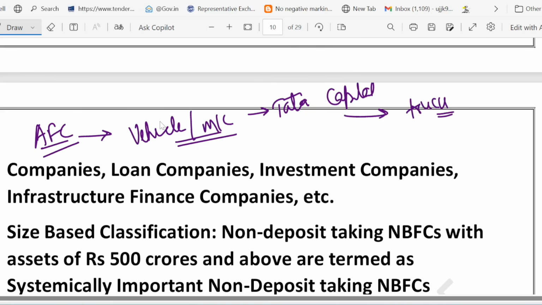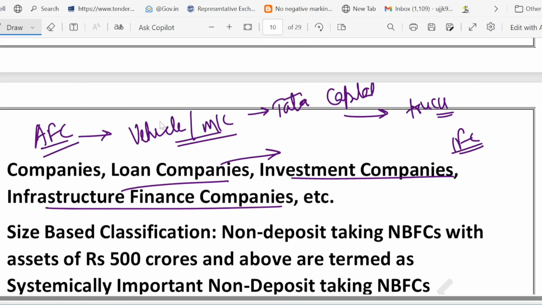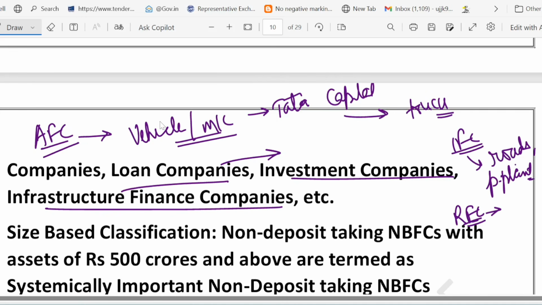And then we have loan companies. Loan companies offer personal and business loans, like Bajaj Finance, which offers consumer EMI. Then we have the infrastructure finance company, that's called IFC. They fund roads and power plants. Let me give you one example. You might have heard the name REC. REC Limited supports energy projects. So this is the second basis of classification.